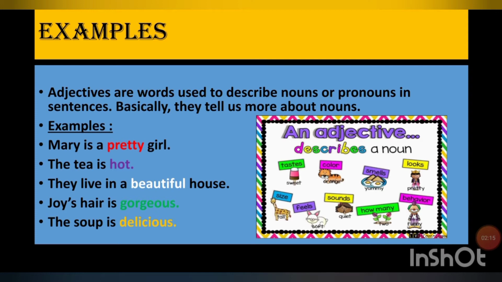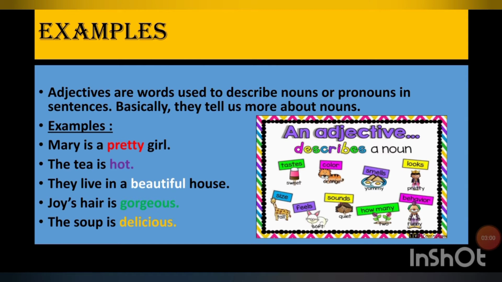One, you have Mary is a pretty girl. So the word pretty describes the girl. The tea is hot. Hot describes the tea. They live in a beautiful house. Beautiful here describes the house. Joy's hair is gorgeous. So, gorgeous is an adjective describing how Joy's hair looks. The soup is delicious. So here, delicious describes the taste of the soup.